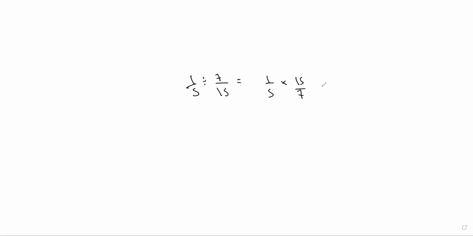So in this case, flip the second fraction, change to multiplication, and then just treat it as a standard multiplication question. Multiply the top numbers, you get 15. Multiply the bottom, you get 35. And 15/35 does reduce to lowest terms.